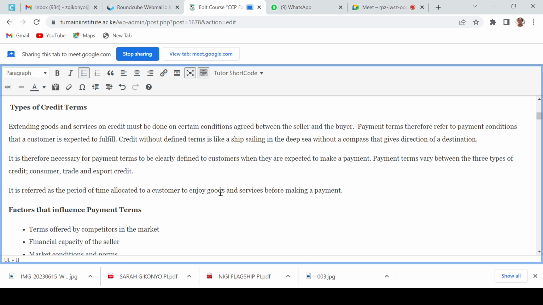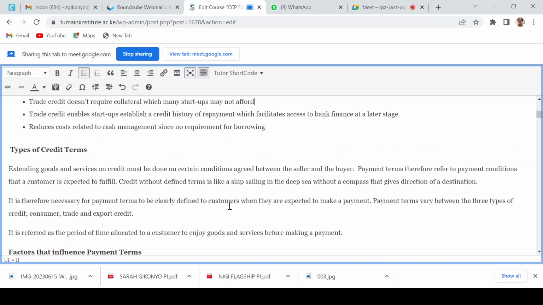So for us who are in banking circles, for us who are looking for jobs, I want you to think like I'm now a manufacturer of items selling to people out there. What are the things that you will consider before you even design the credit terms to extend to customers? So we see a number of things.